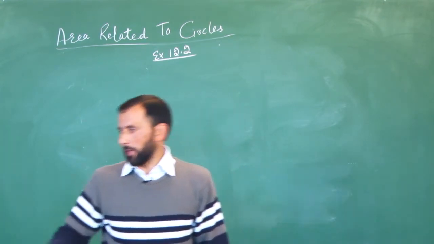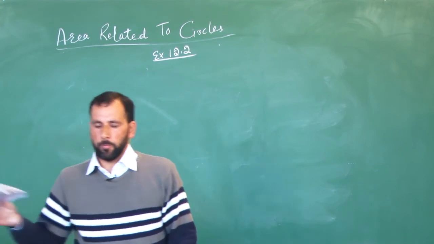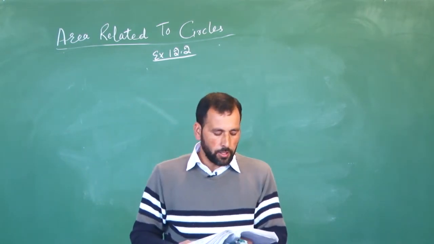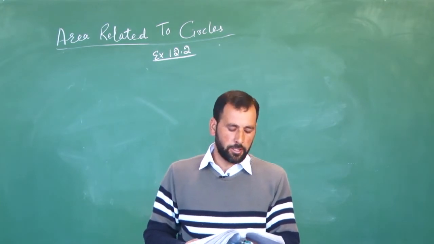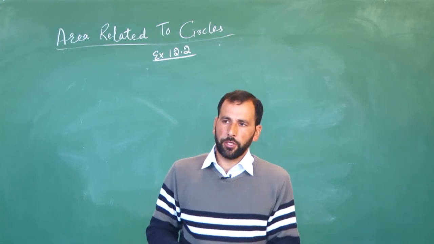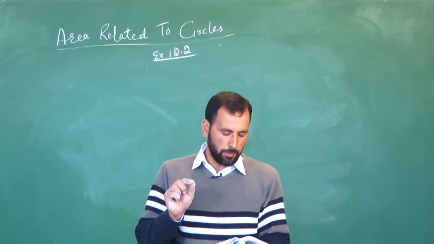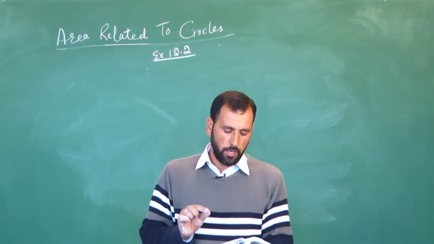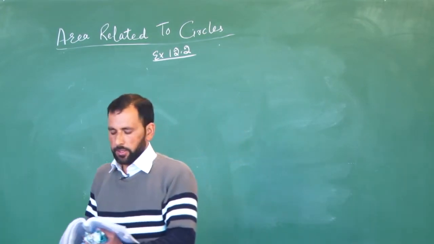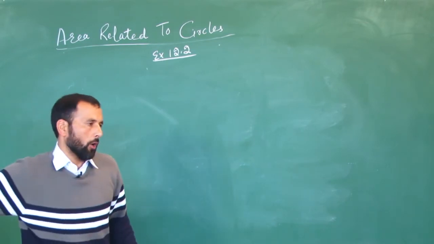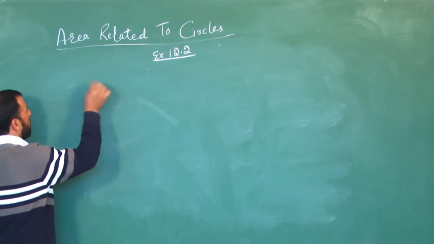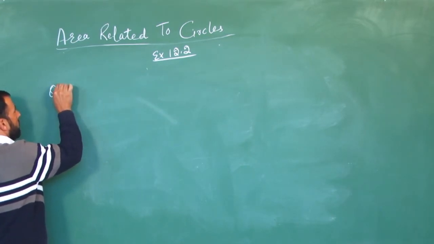Question number 1 from exercise 12.2 is, find the area of a sector of a circle with the radius 6 centimeter if angle of the sector is 60 degrees. We have here two things given. One is the radius and the angle of a sector. The radius is 6 centimeter. So first of all, draw a figure of this one, for exercise 12.2, question number 1.